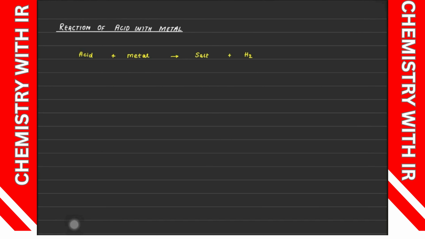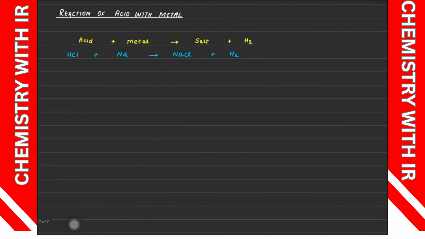So let's say I have hydrochloric acid, HCl, which is going to react with sodium. It would form salt and hydrogen gas. So what would be the salt? Of course, sodium chloride and hydrogen gas.